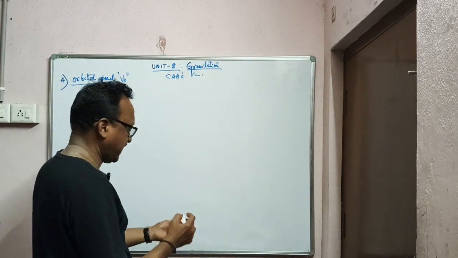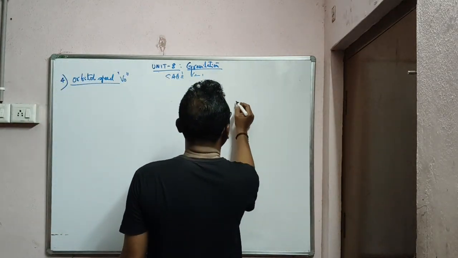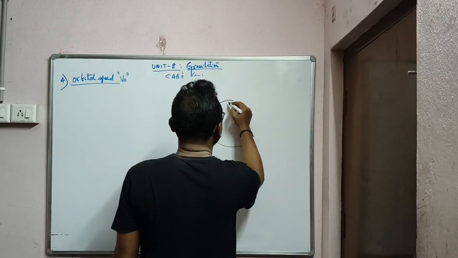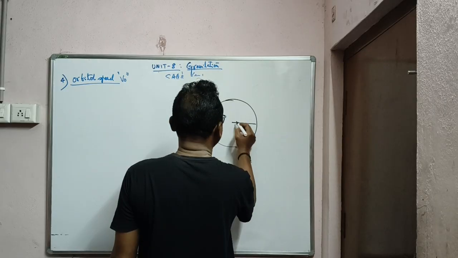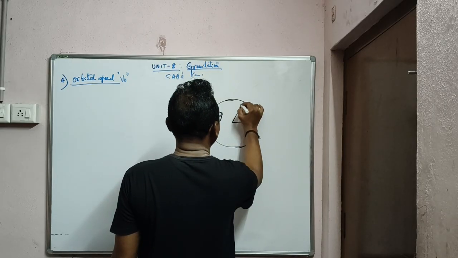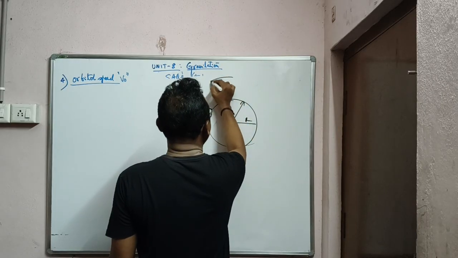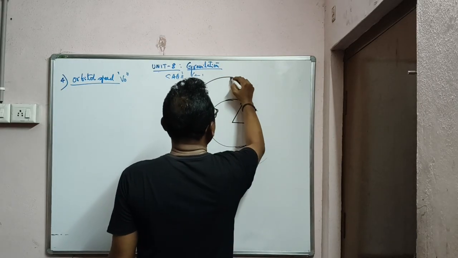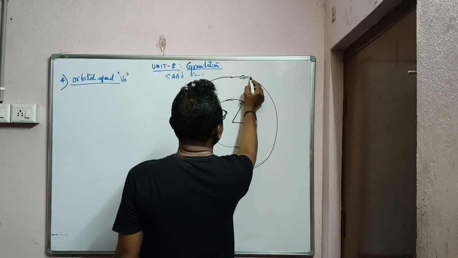So orbital speed, I have already told you what it is. He asked to derive the expression also. This is the earth surface, radius r. Now here you are sending some satellite over here. The satellite is revolving.